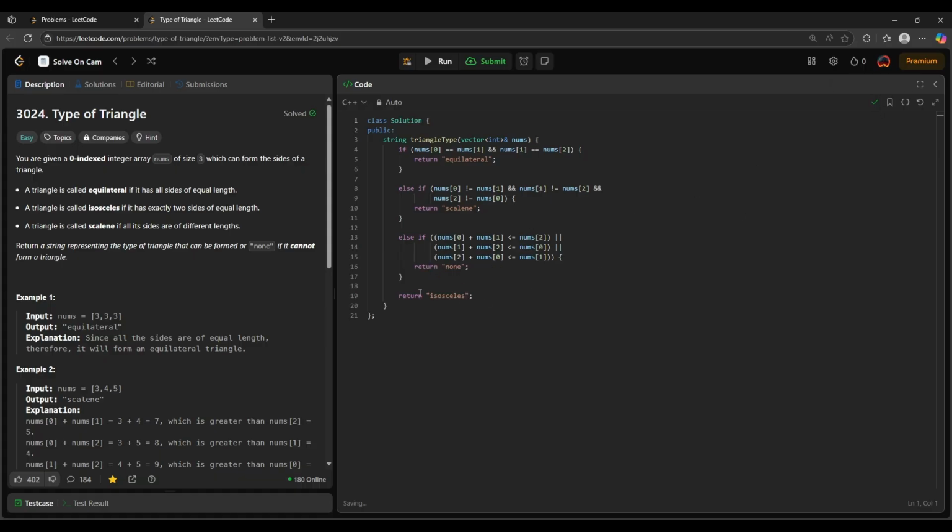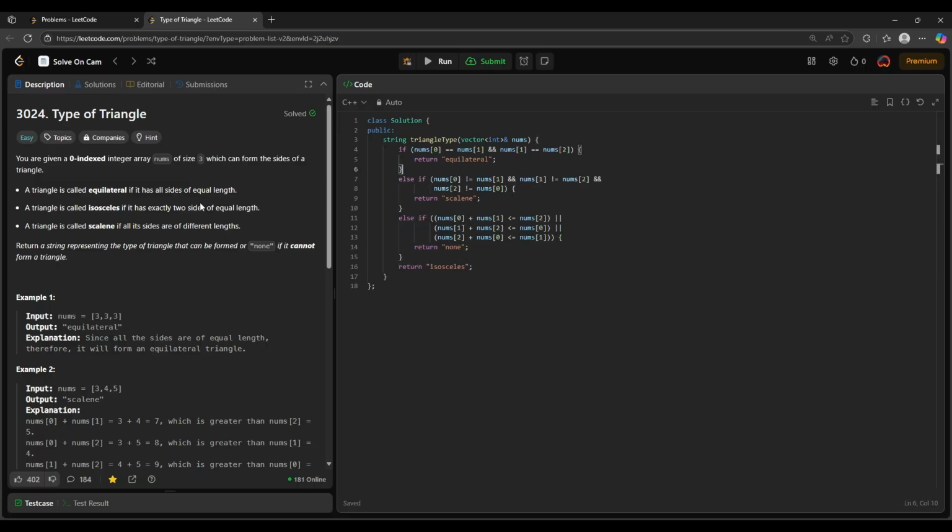Now we have tackled through all our four conditions that we thought of earlier, that is if the sides are equal, equilateral, if none of the sides are equal, is scalene, and if two sides are equal, then it's isosceles, which we have kept as our base condition, and if a triangle cannot be formed, we return none.